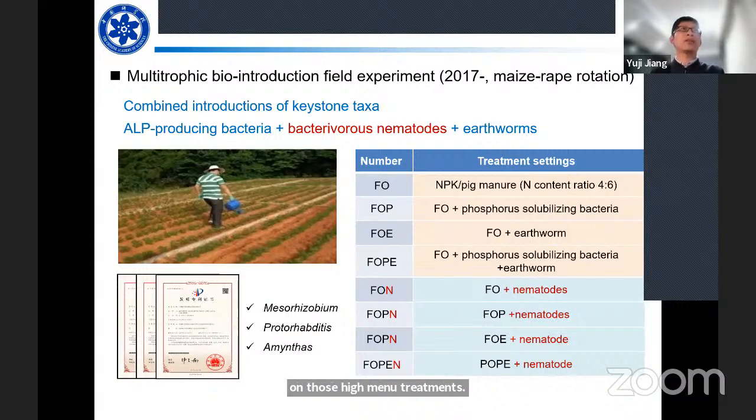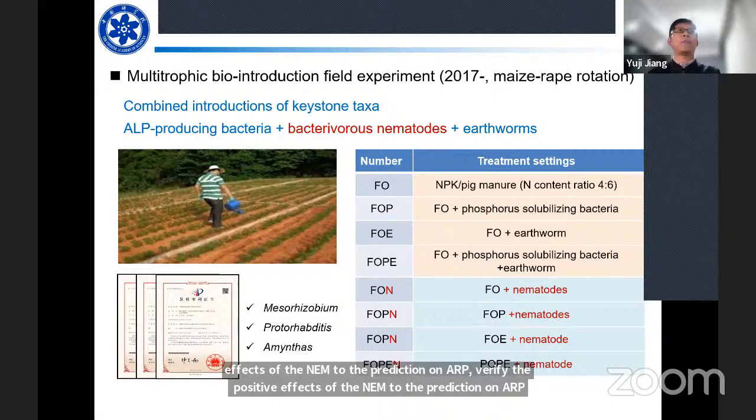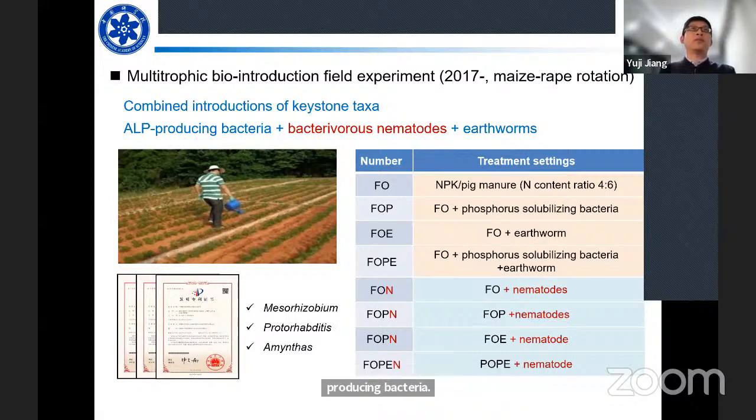We also conducted a long-term experiment of the biological introduction to verify the positive effects of the nematode predation on ALP producing bacteria and the phosphorus transformation in the field. Here we added the indigenous, high efficiency bacteria and the nematode to the red soil. These 8 treatments can be divided into the non-nematode additions or nematode additions.